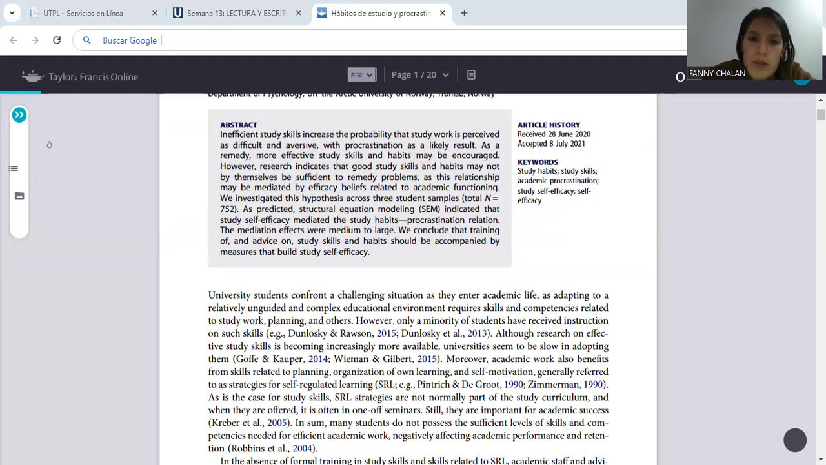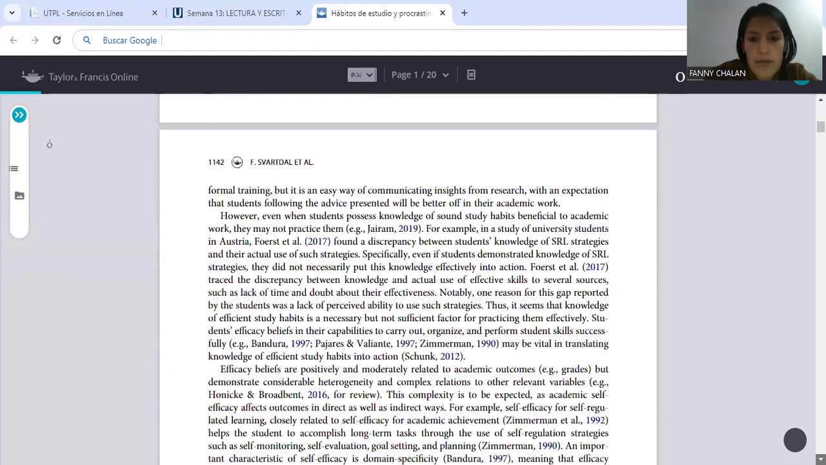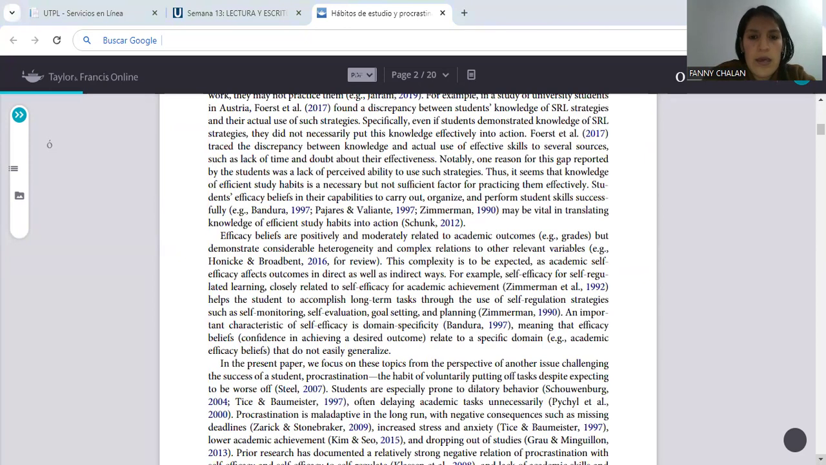Below, we find the fourth part of the magazine article, which is the introduction. The introduction develops the argument of why the study is necessary and what its relevance is. The introduction to this article also mentioned that the lack of formal training in these skills leads academic and counseling staff to resort to offering simple advice to students on beneficial behavior and habits in a study situation.